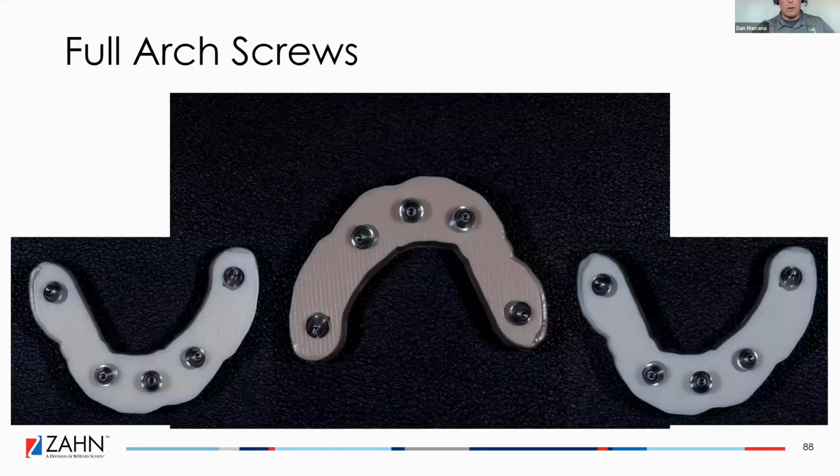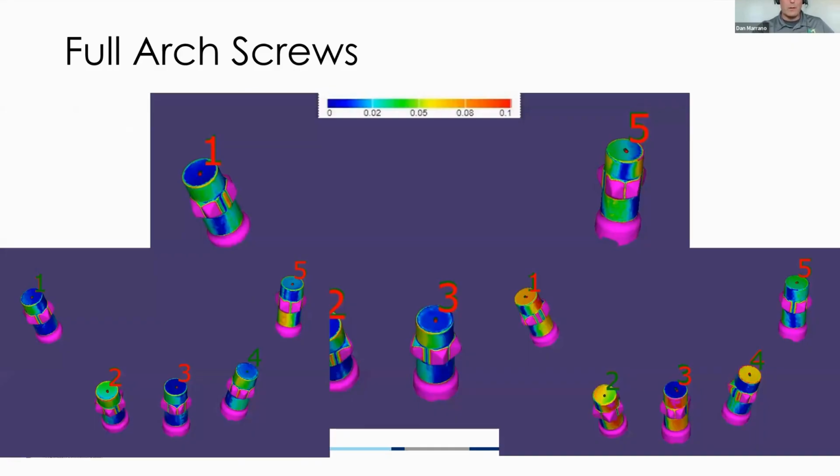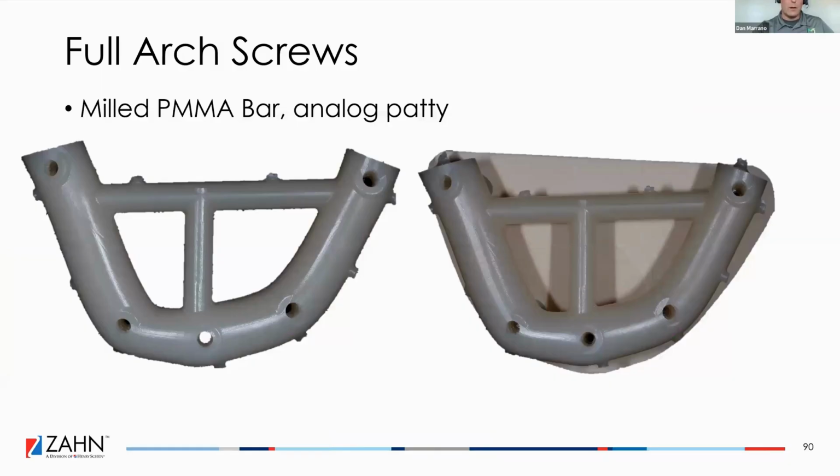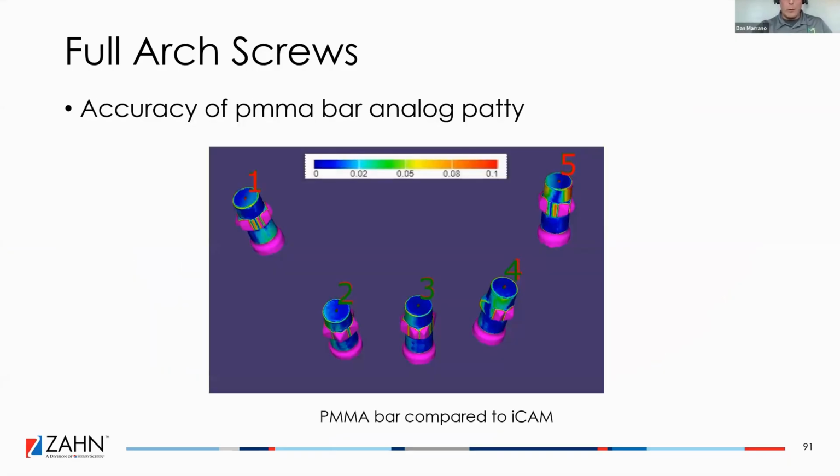So can we print a model? Well, these are 3 different printers, three different monoresins. Some are more accurate than others, and some you couldn't dent that would never end up fitting. So keep that in mind. The way you can do it is to mill a PMMA bar that you designed and make an analog patty. This is not mine. I saw this on I think the 3Shape group years ago. You mill this bar and then you make an analog patty, then you have something to cement to. And you can see we do have high level accuracy with that compared to the photogrammetry.